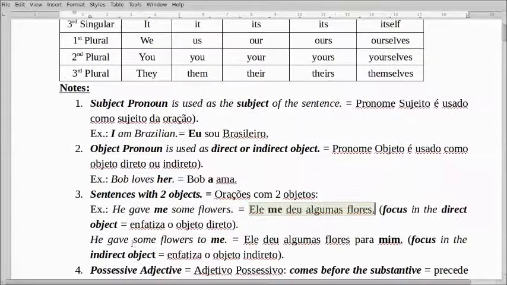If we say, se nós dissermos, he gave some flowers to me, we put me in the end of the sentence. Nós colocamos o me no final da frase. We will give focus in the indirect object. Nós vamos enfatizar o objeto indireto. Então, significaria, ele deu algumas flores para mim. Okay?